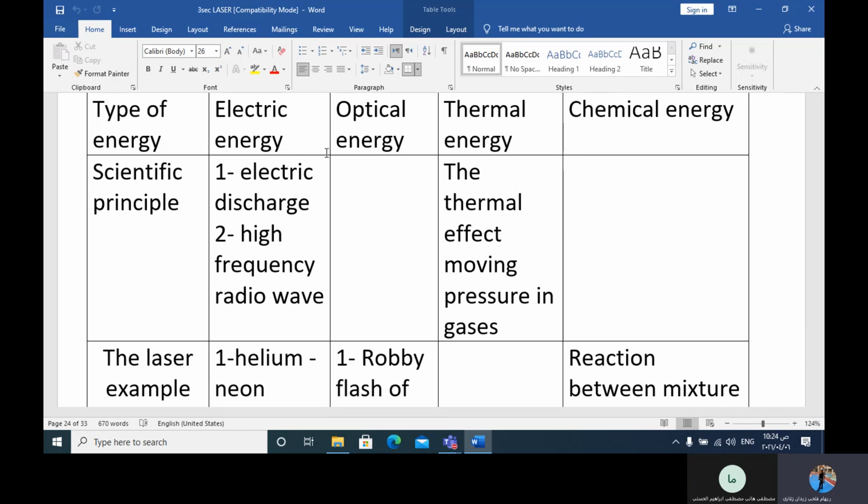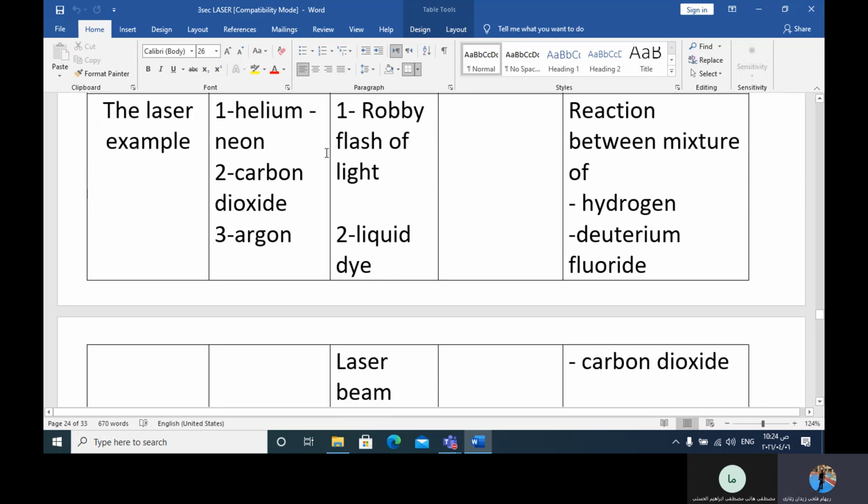The other one is optical energy as a source of stimulus to the atoms, such as the ruby laser or liquid dye laser. In the ruby laser, we use a flash of light, or we can also use a laser beam. So another laser can also produce the optical energy necessary to excite atoms.